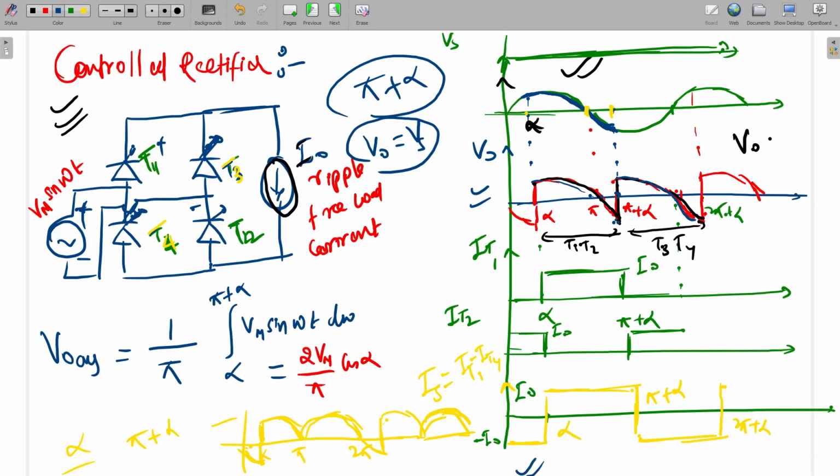So this is the source current waveform here. It is a shifted current waveform. Previously it was starting at 0. Here it is starting at alpha. So alpha, pi plus alpha, 2 pi plus alpha. This is the source current waveform, and the output average voltage will be the integral from alpha to pi plus alpha of Vm sin omega t d omega t. So it will be 2 Vm upon pi cos alpha. This will be the average output voltage. Is it clear?